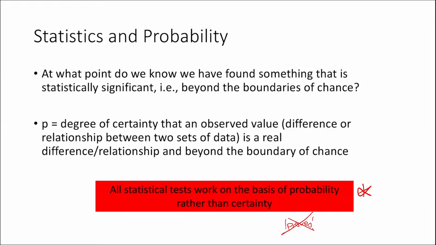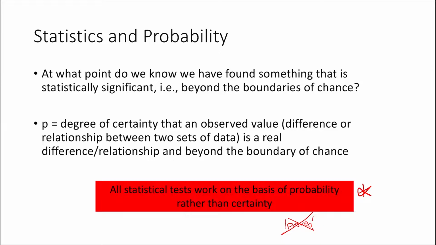All we can do is work out the probability that this finding would be true of the population. All we can do is work out the probability that the difference we have observed, or the association that we have observed, is true. And therefore, all we can do is work out the probability that the difference or association that we've observed has occurred due to chance.